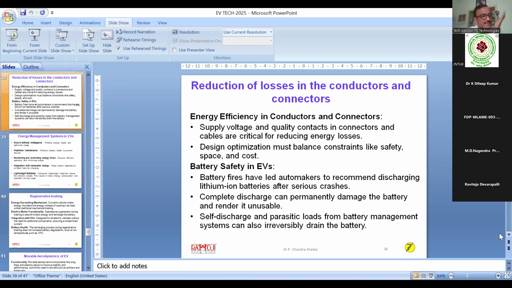See, batteries, as I told you, if you're not using your vehicle for a long time, the management says, please discharge the battery.